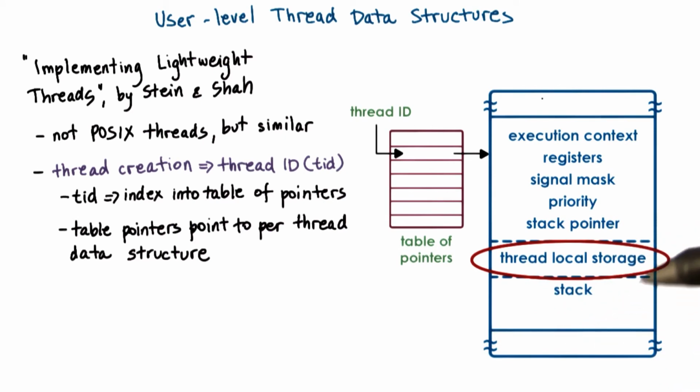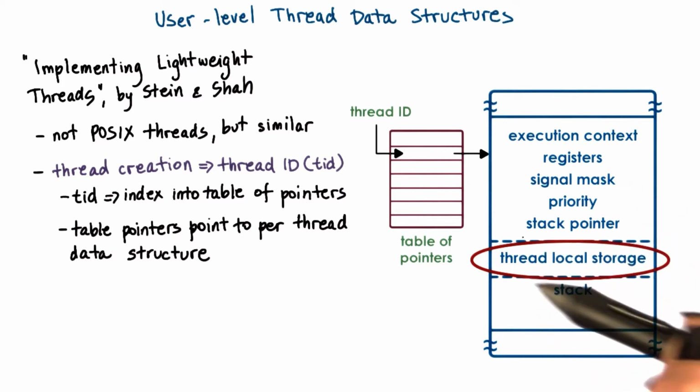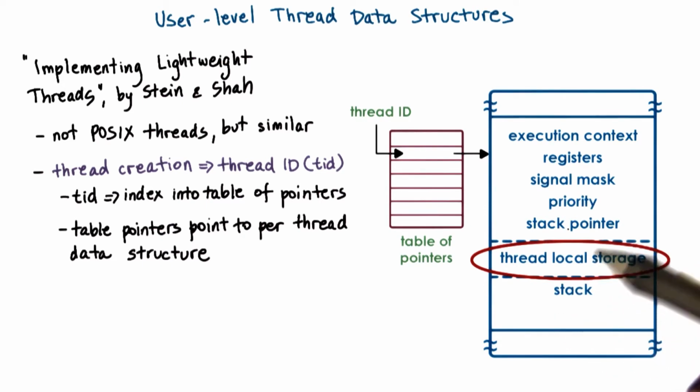The thread data structure, we said, contains a number of fields: registers, signal mask, priority. There's also the stack pointer, of course, that points to the stack. And then there is the thread local storage area. This includes the variables that are defined in the thread functions that are known at compile time, so the compiler can allocate private storage on a per-thread basis for each of them.